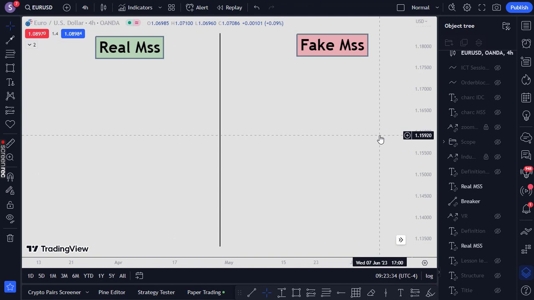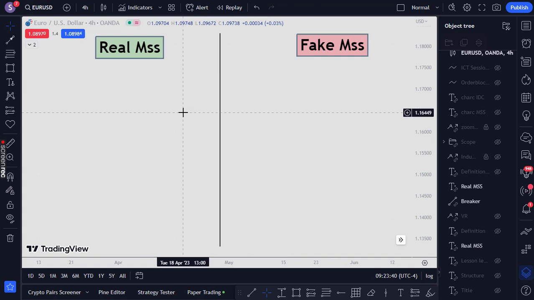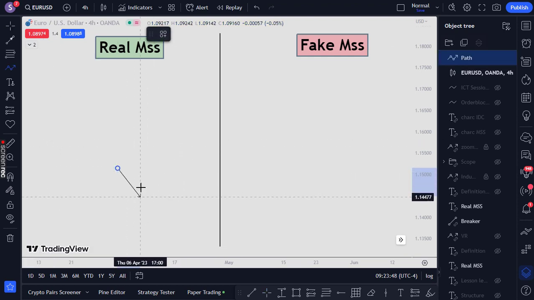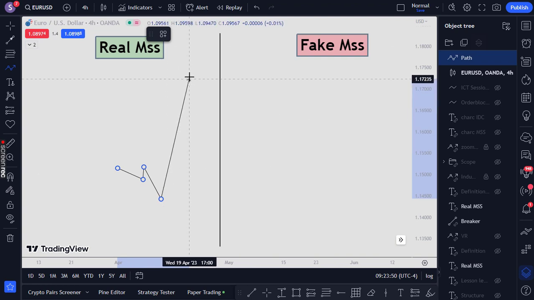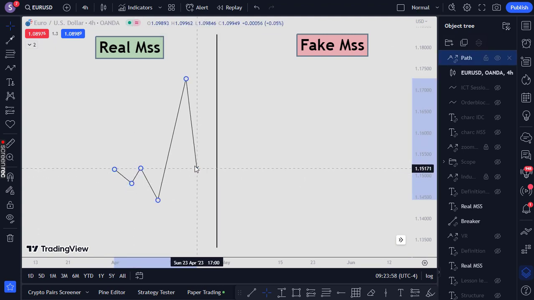So first of all, we have a real market structure shift right here and a fake market structure shift. The common thing between them is they share a displacement, an energetic displacement. So something like this and like this. So this is a displacement. Let me just fix this here. So this is a displacement. So they both share a displacement.